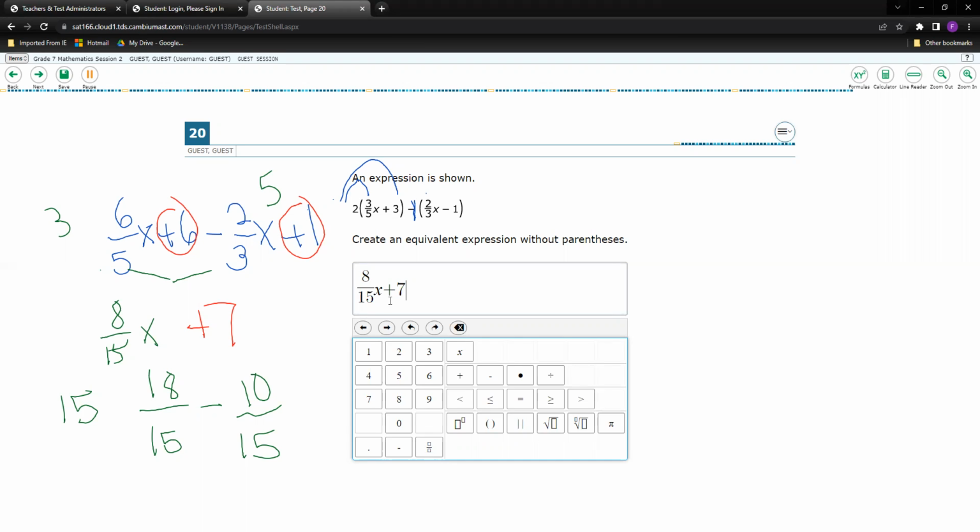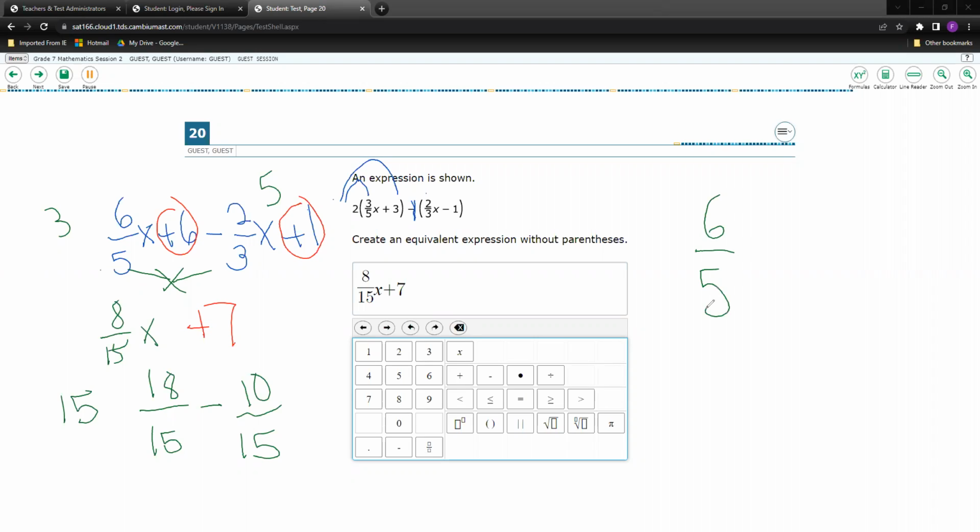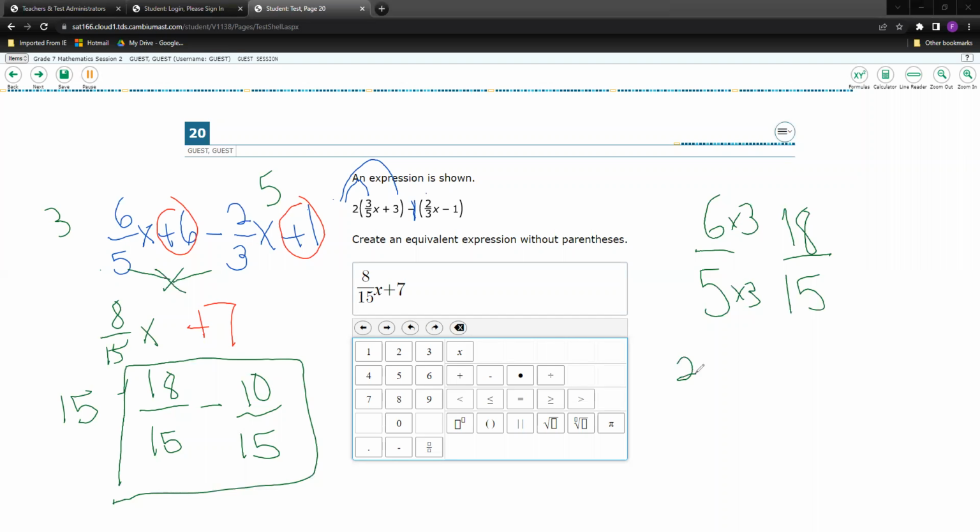The only thing I didn't show you properly was that once you multiply 5 times 3, how do I get the numerator? If you have 6 over 5 and you want to make it into a 15, you would have to multiply times 3 on the bottom and times 3 on the top. That will give you 18. So that's why I put 18 right there inside the box. And the other number is 2 over 3.